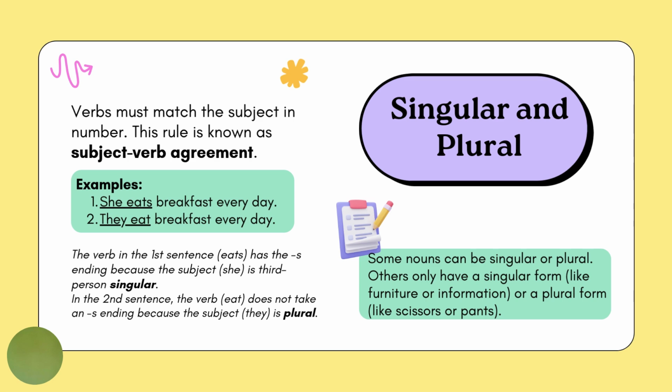Most of the time, nouns can be singular or plural. It depends on the quantifier or the sentence that you make. However, others only have a singular form, like the word furniture or information. You never have the plural form of these. Or only a plural form, like scissors or pens. You never say a scissor or a pen, because these two words are always plural. It is the contrast of furniture and information, which are always singular.